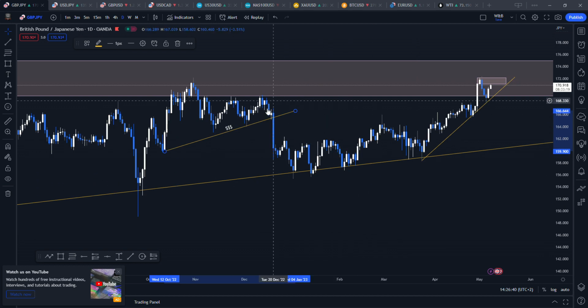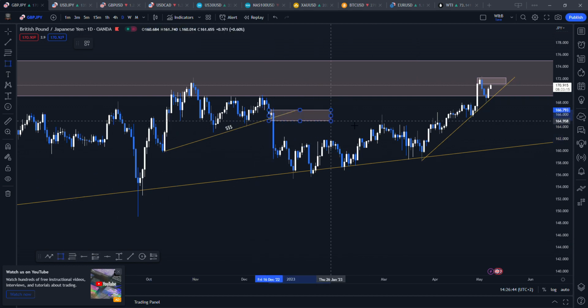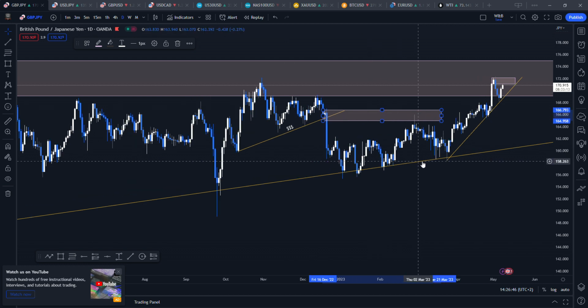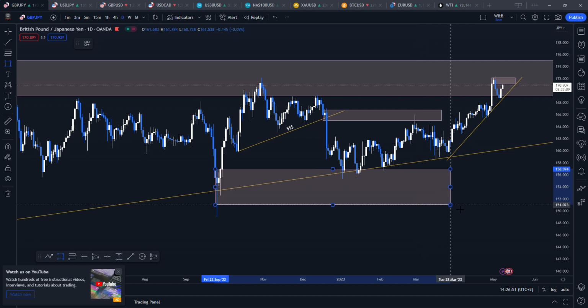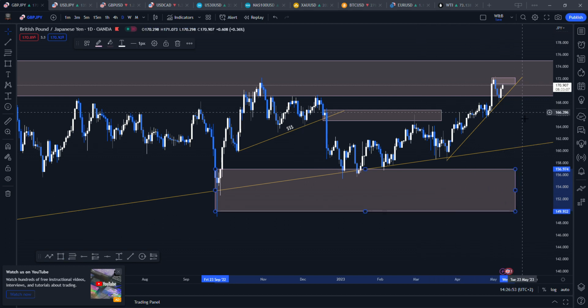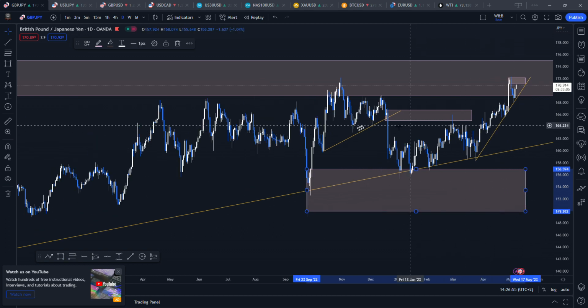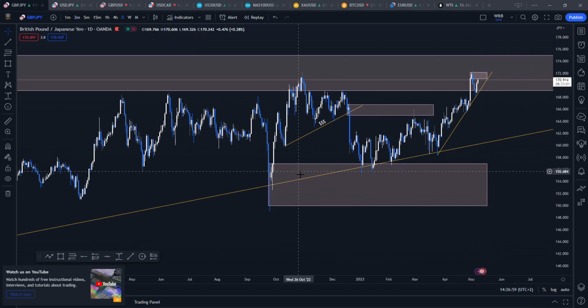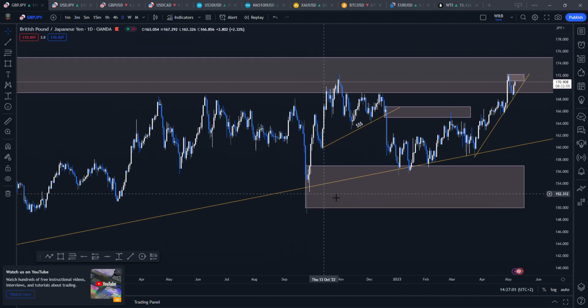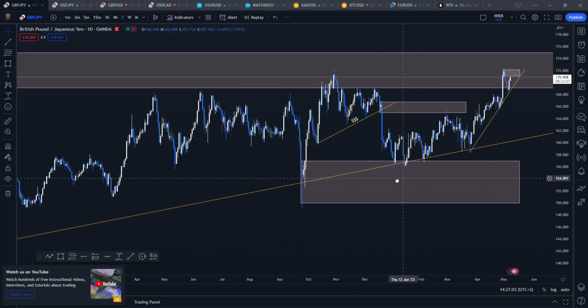It created a supply zone that got retested and rejected. And we want to mark out these things because we want to see where we're heading to. So we want to understand the market structure. So that zone has been tapped. It has created a potential new demand zone.